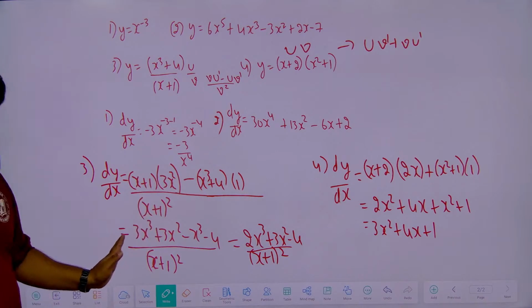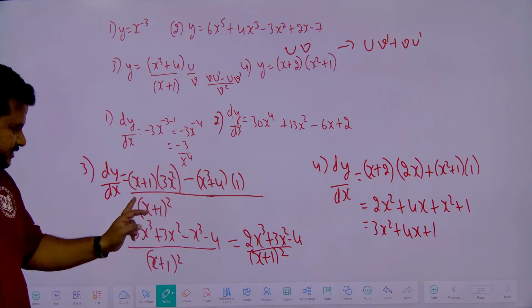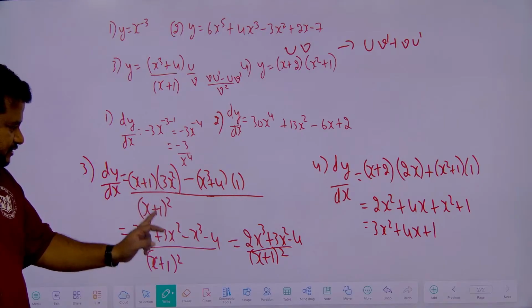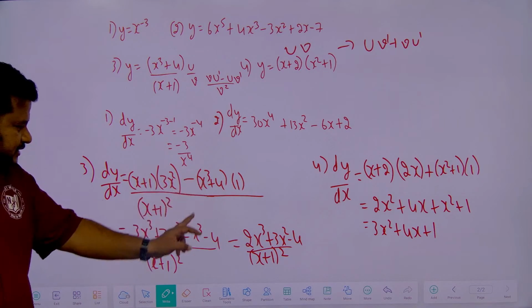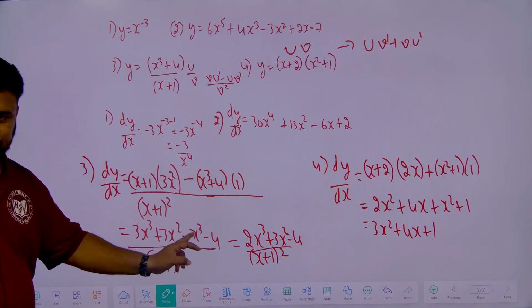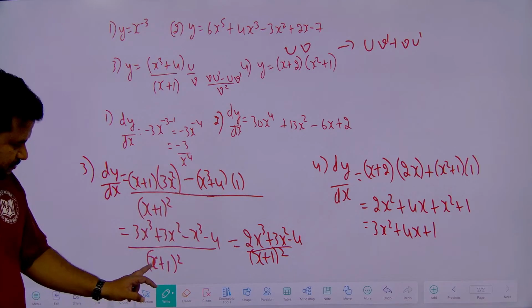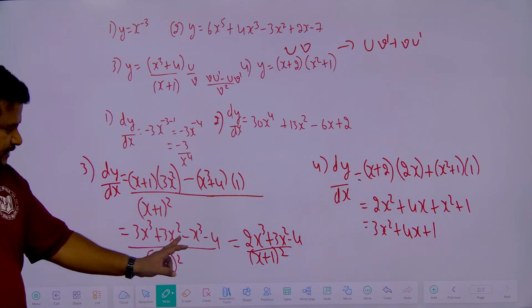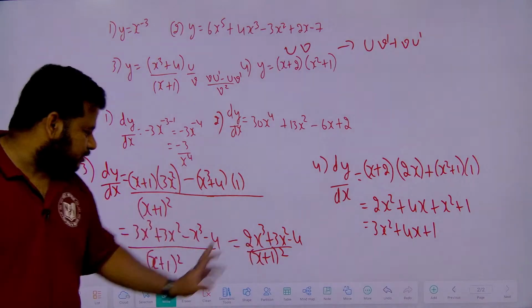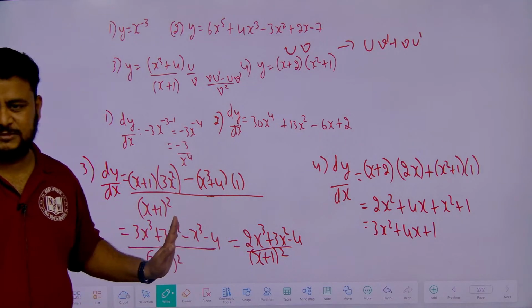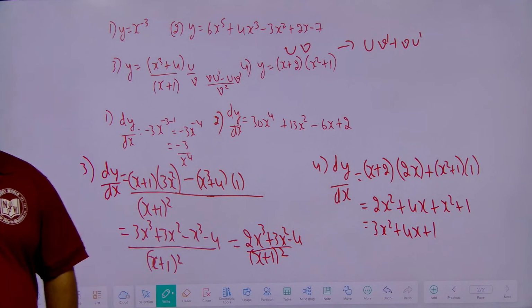Then I simplified this further. 3x square into x is 3x cube. 3x square into 1 is 3x square, minus x cube, minus 4. Minus I multiplied here, that's all. This will be over x plus 1 whole square. So 3x cube minus x cube is 2x cube. 3x square I wrote as it is, minus 4. Simple, that's it. Got it?